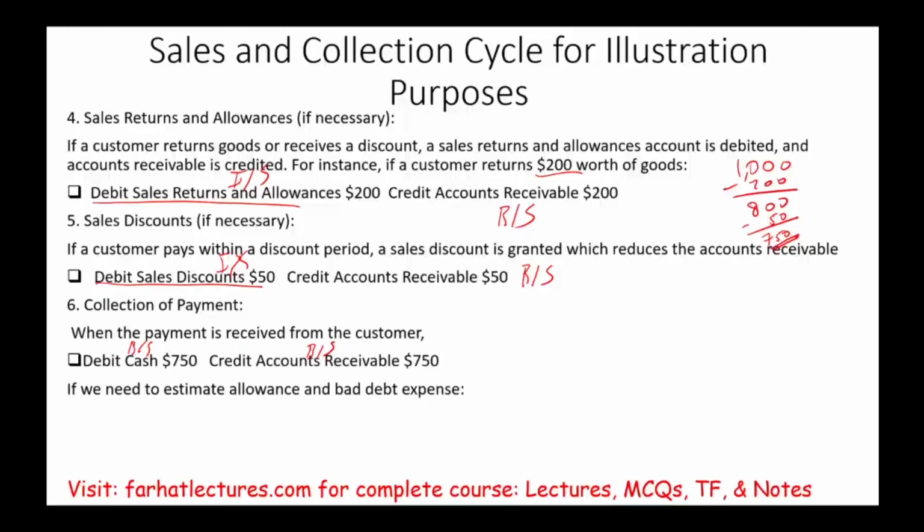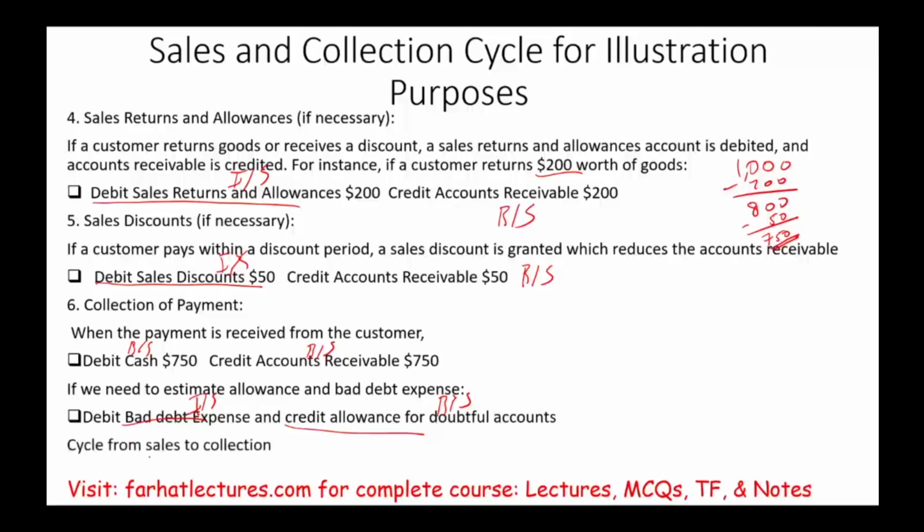Then if we happen to estimate allowance, in this situation we received everything, we debit bad debt expense, we credit the allowance. The point I am trying to make here is that bad debt expense is an income statement account, allowance is a balance sheet account. The point I am trying to show is all the accounts that are involved from the time we made the sale until the time we collected the cash.